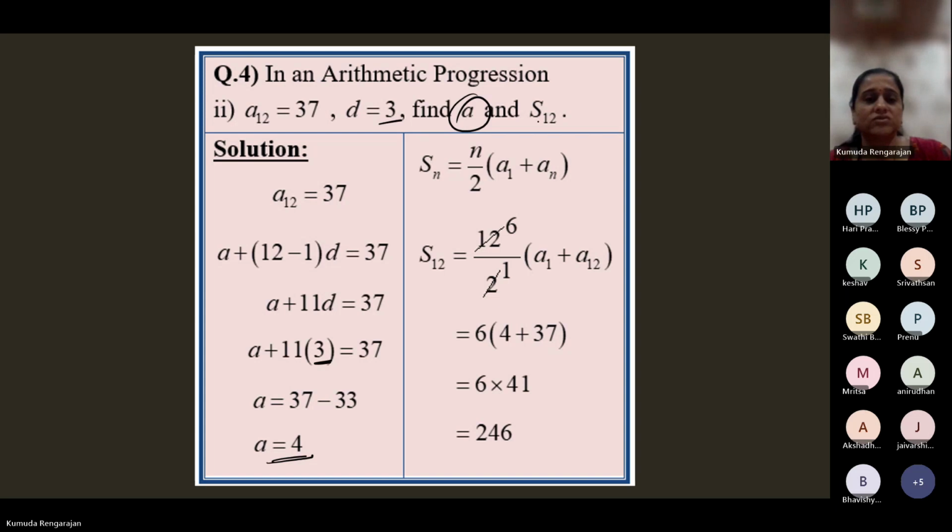Next we have to find S12. Since you know A12, I've used this formula. We know A12 is given to us in the question. So I have used this formula, n by 2 of the first term plus the last term. So 12 by 2 of the first term, which is 4, plus the last term, A12. Because for S12, the last term is A12, 37. So that is 246.